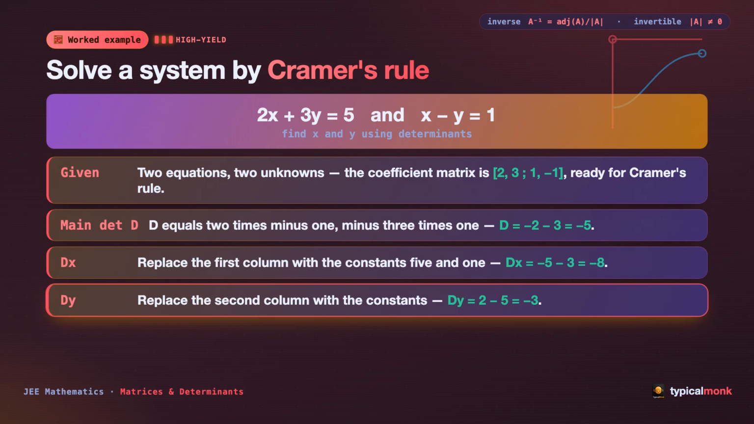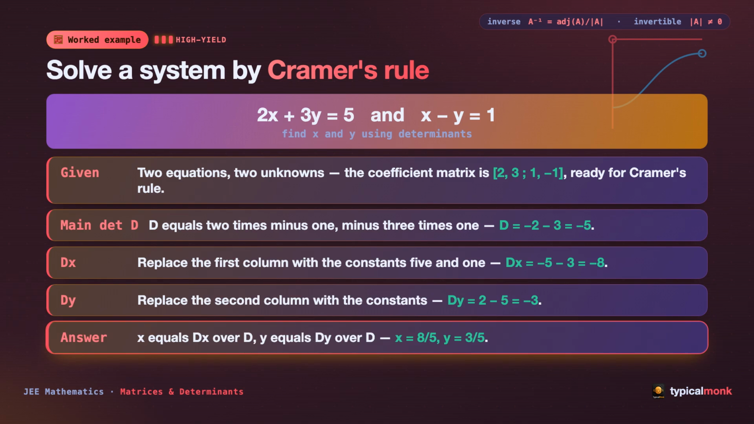Step 4. Find Dy. Replace the second column with the same constants instead. Dy equals 2 times 1 minus 5 times 1, which is -3. Step 5. The answer. X equals Dx over D, which is -8 over -5, 8 fifths. And y equals Dy over D, which is -3 over -5, 3 fifths.